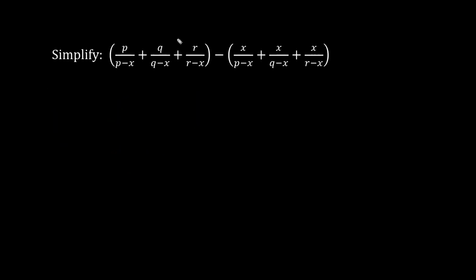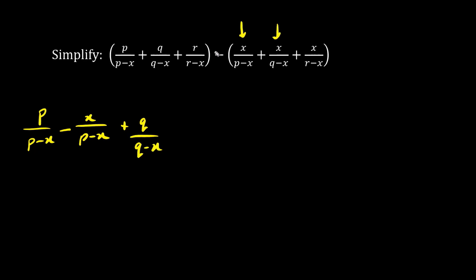Let's try this question here as well, this challenge question. We have p over p minus x minus this term over here. So let's rewrite it beside each other. We have p over p minus x minus x over p minus x. As for the second part, we have q over q minus x minus this negative 1 gets distributed to each part, x over q minus x.